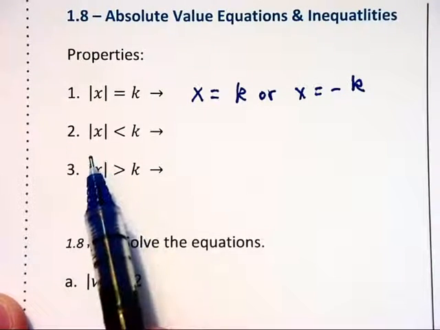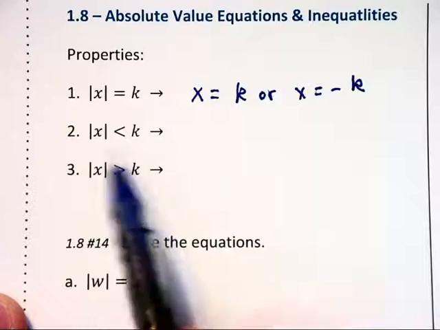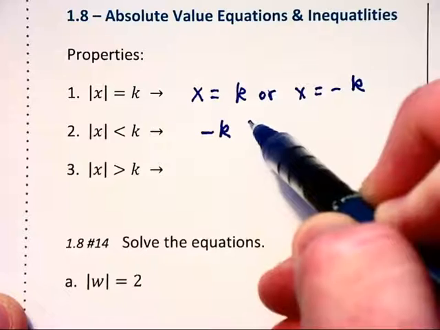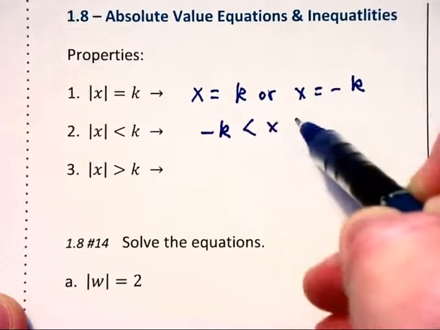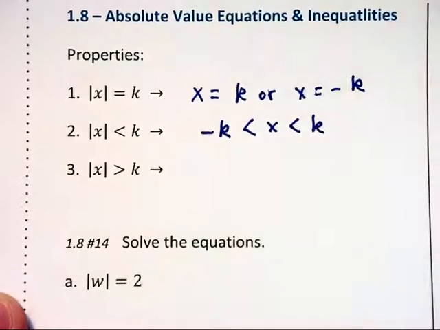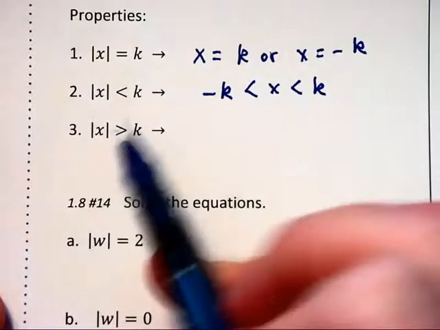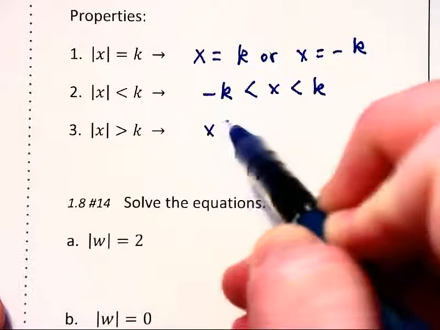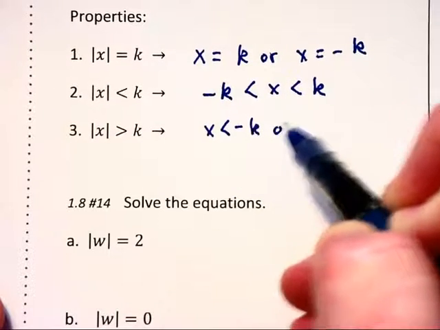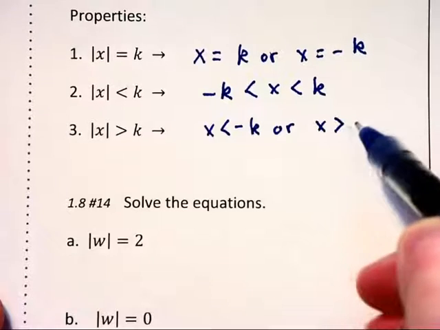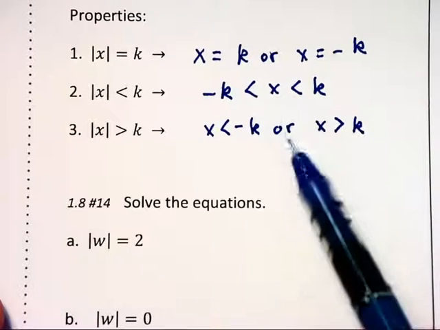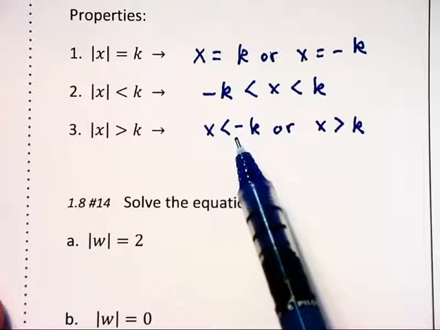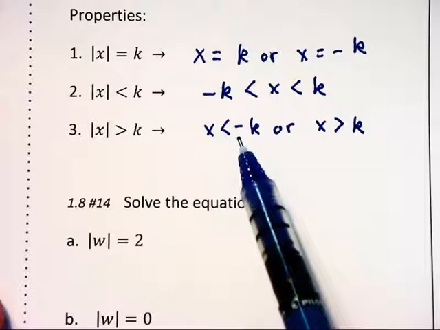Whenever you have the absolute value of x less than some number k, this can be formed into a compound inequality of negative k is less than x is less than k. And in this third case, absolute value of x greater than k, you can rewrite x is less than negative k or x is greater than k. It's these bottom two inequalities that you do not want to get mixed up, and most people have troubles with this negative on this third property.